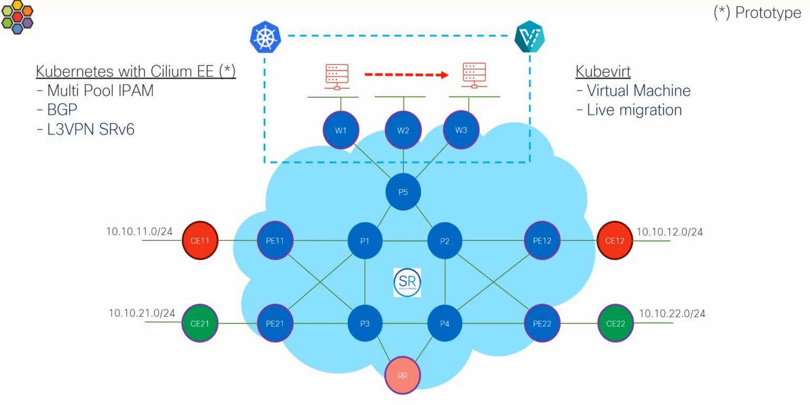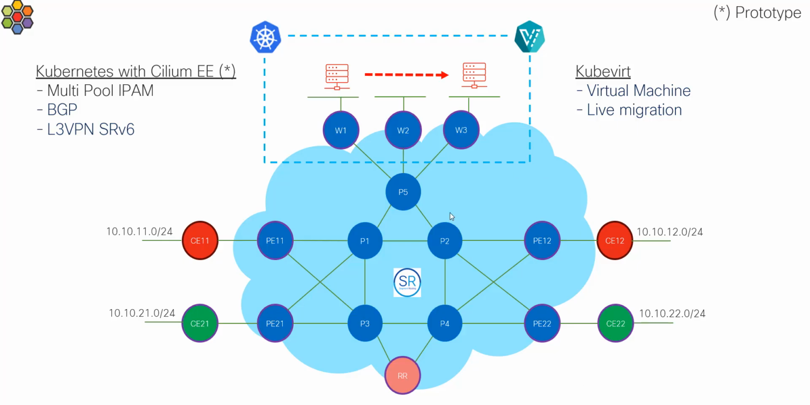The demo runs on a Kubernetes cluster with Cilium Enterprise Edition CNI, configured with multiple IPAM, BGP control plane, as well as L3VPN SRv6. The reason for the prototype is that multiple IPAM and L3VPN SRv6 is not currently available in the official Cilium EE and it's not part of the roadmap. So I've made the change in the code to enable that combination.